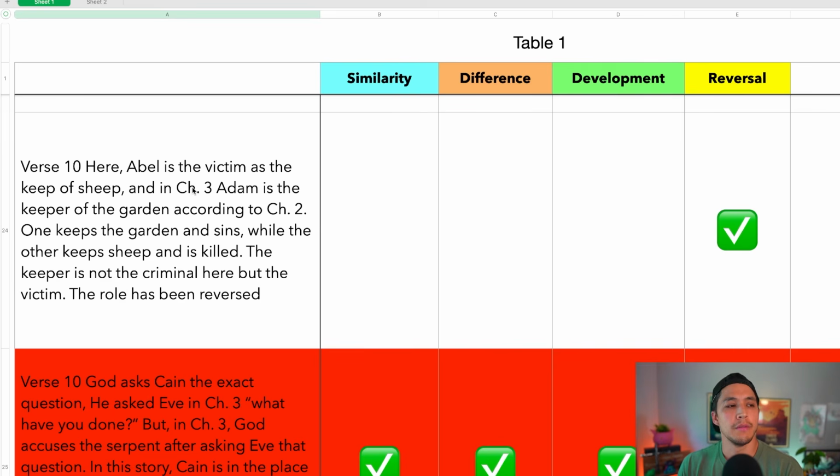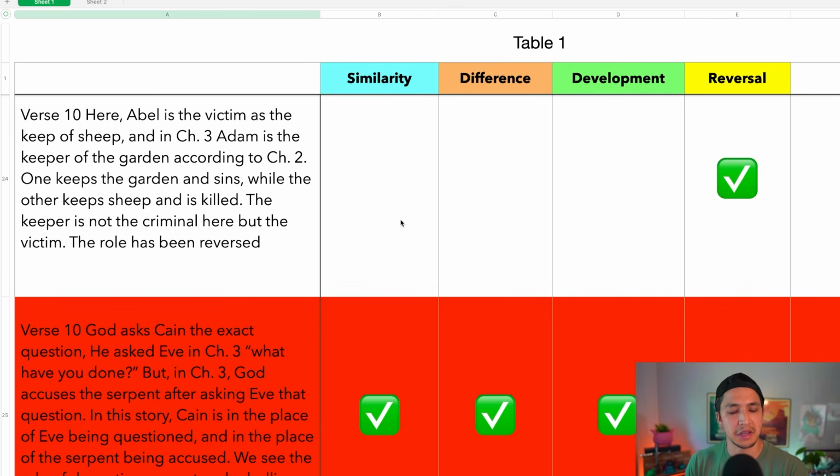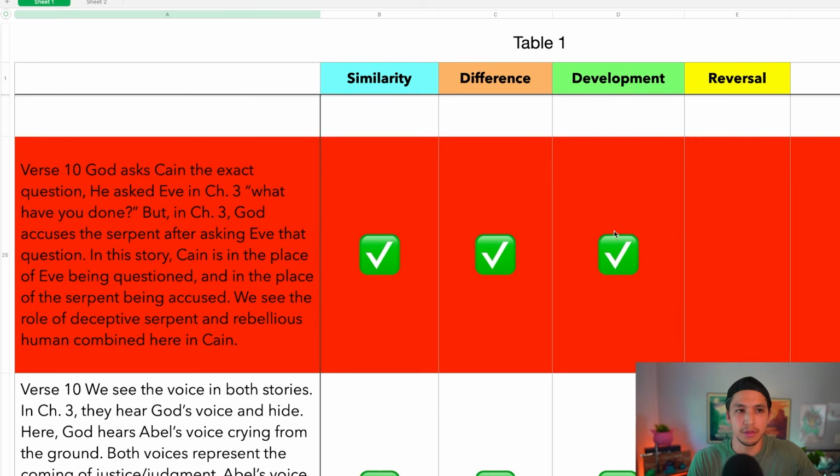In chapter 4, Abel's the victim as the keeper of sheep. In chapter 3, Adam is the keeper of the garden, but he's not the victim. On one hand, I guess he is. Like, he fell prey to the deception of the serpent, but he also had a responsibility. He's culpable. He chose to act on that misinformation. So just to think about the reversal of roles here, the keeper in chapter 4 is the victim. The keeper in chapter 3 is more of the criminal. I think it's easy to victimize ourselves. It's like, you're accountable. You knew what the right thing to do was.